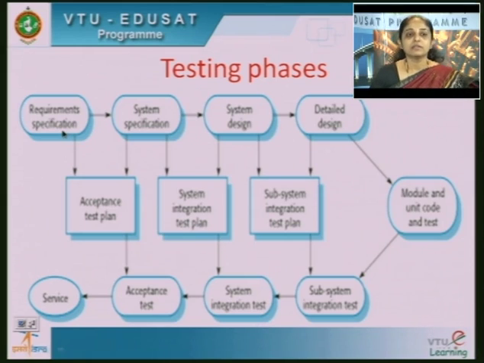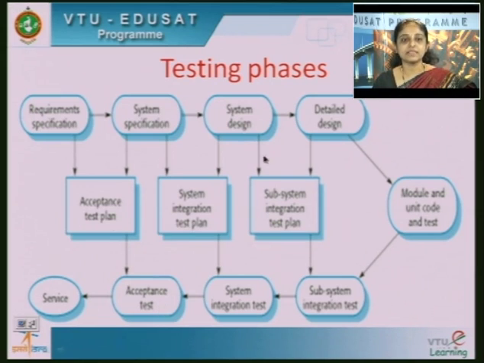So the requirement specification, the system specification, the system design and the detailed design. After these activities are performed, at each activity there is an acceptance plan, there is a test plan that is being generated as an output of each of these activities, and based on this test plan they provide the input to the required test process or test activity.